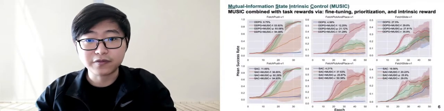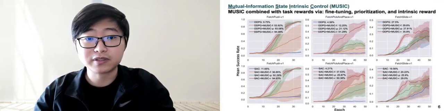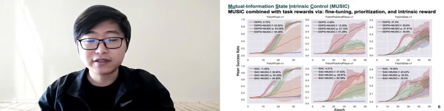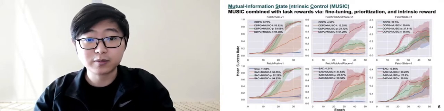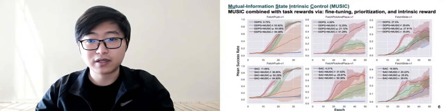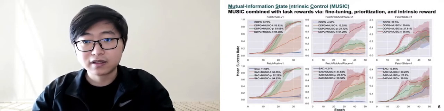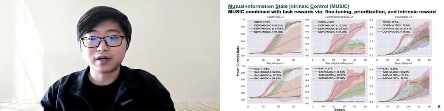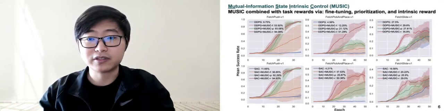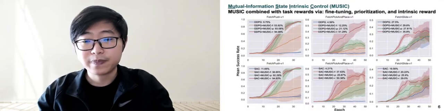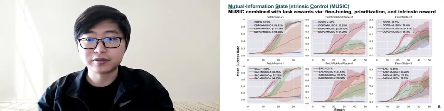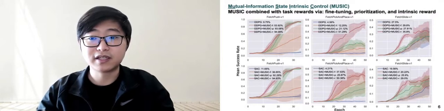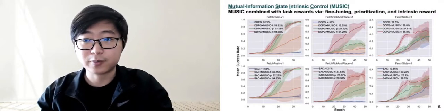When there are task rewards involved, we have three ways to combine the proposed MI objective and the task reward. The first variant is fine-tuning. In fine-tuning, we first pre-train the agent's policy with only the MUSIC reward, and then fine-tune the policy with the task reward. The second variant is prioritization. In this variant, we sample experience from the replay buffer using a priority, and this priority is the MI quantity in our framework. This is very similar to prioritized experience replay, which uses the TD error as the priority for sampling. The only difference is that we replace the TD error with the MI quantity in our framework.